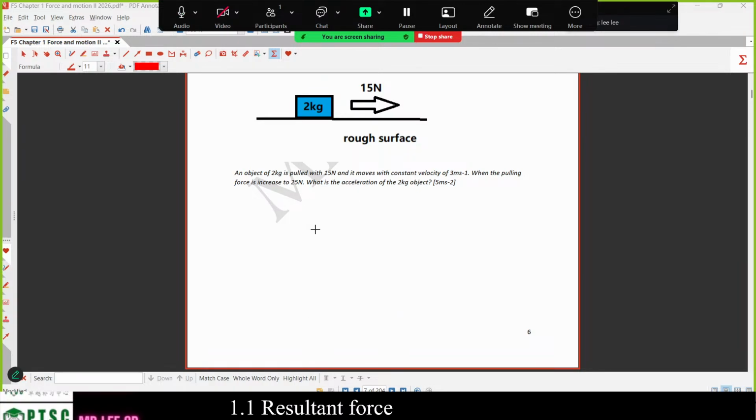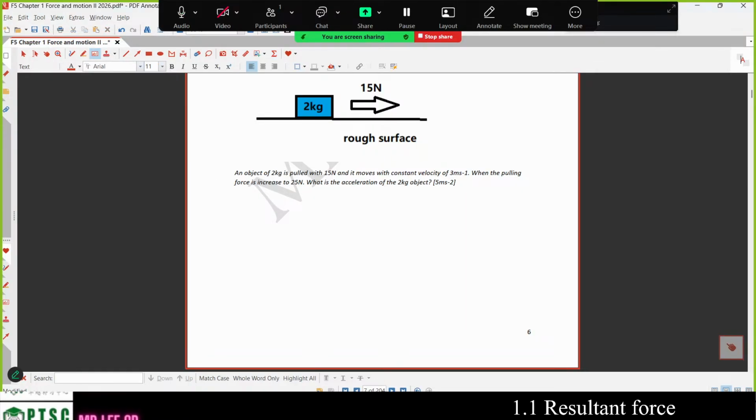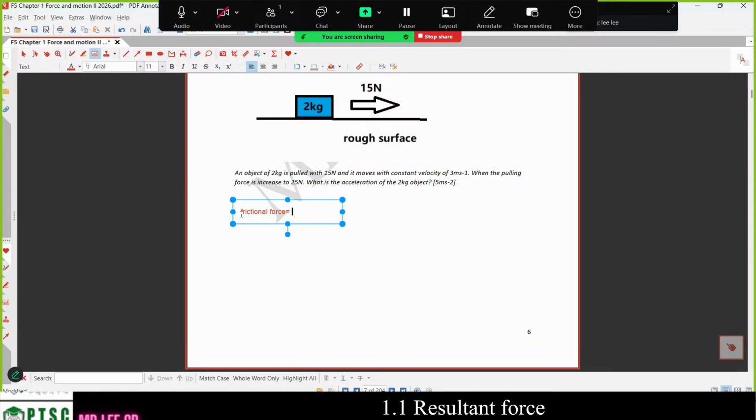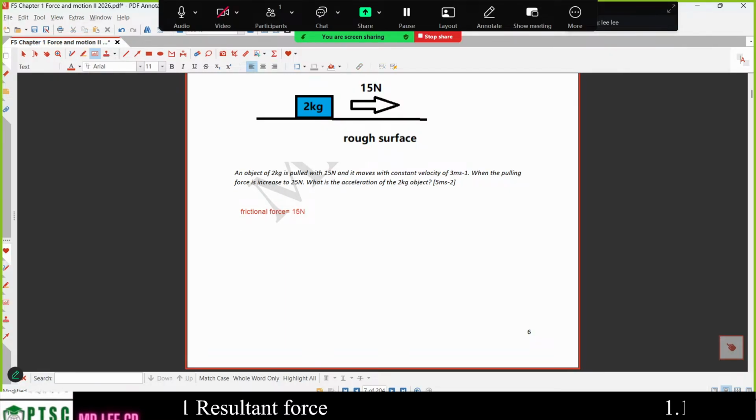How much is the frictional force? Answer me. Come on. The frictional force is going to be 15. You don't need to calculate, right? If you calculate, you can also get it, but you just know it's 15. So this information gives us that the frictional force is 15.